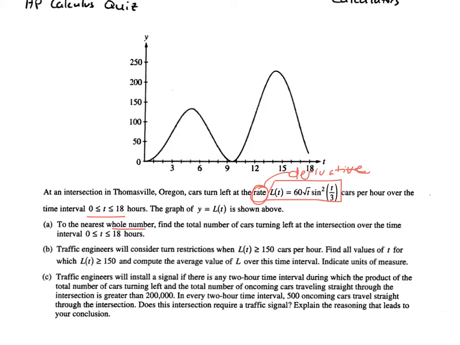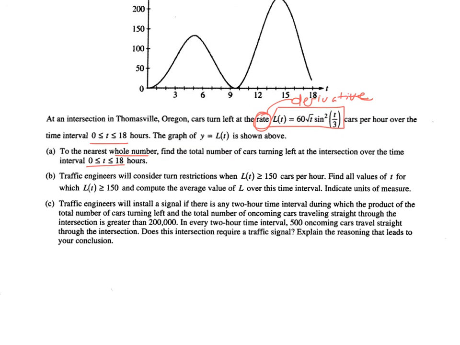We want the total number of cars turning left at the intersection from 0 to 18. Okay, so this here is the number of cars, or the rate at which the cars are turning left. So if we integrate that, that will give us the total number of cars. So part A, I want the integral from 0 to 18 of L of t, and you're going to put that in your calculator, and to the nearest whole number you should get 1658 cars. And we're ready for part B.